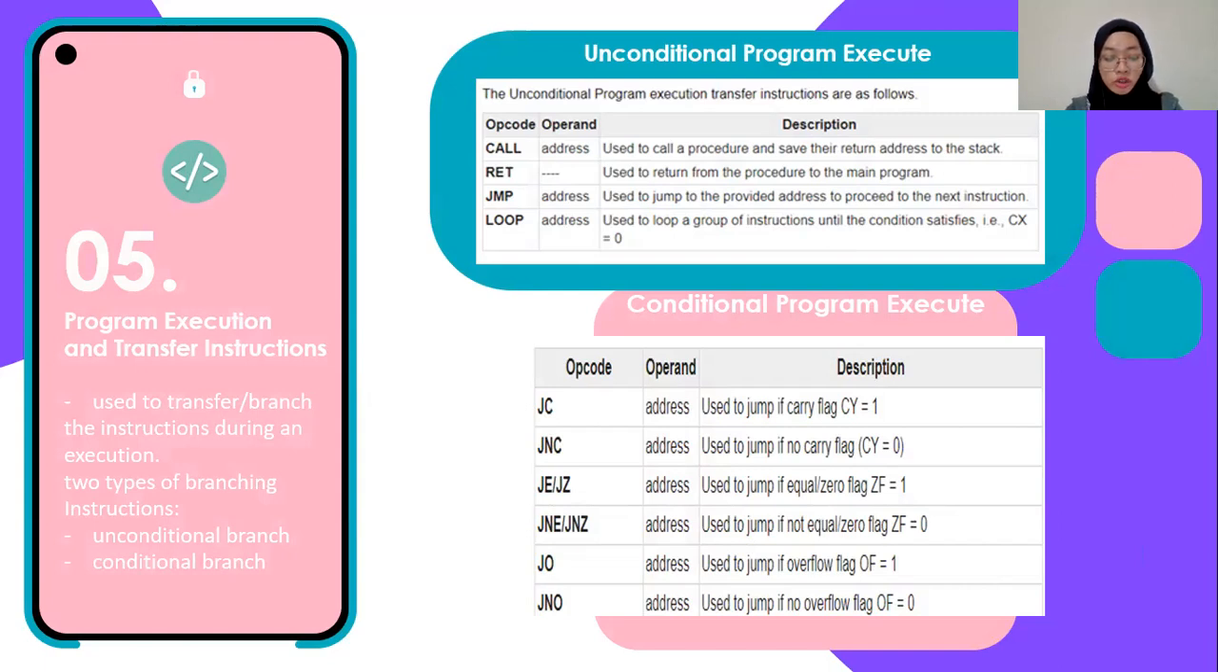For these conditional and unconditional instructions, the address can be specified directly or indirectly. It depends on the CF, ZF, OF, PF, SF, and CX. CF is the carry flag, ZF is the zero flag, OF is the overflow flag, PF is the parity flag, SF is the sign flag, and CX is the register. Basically that is what we have to know for the program execution and transfer instructions.